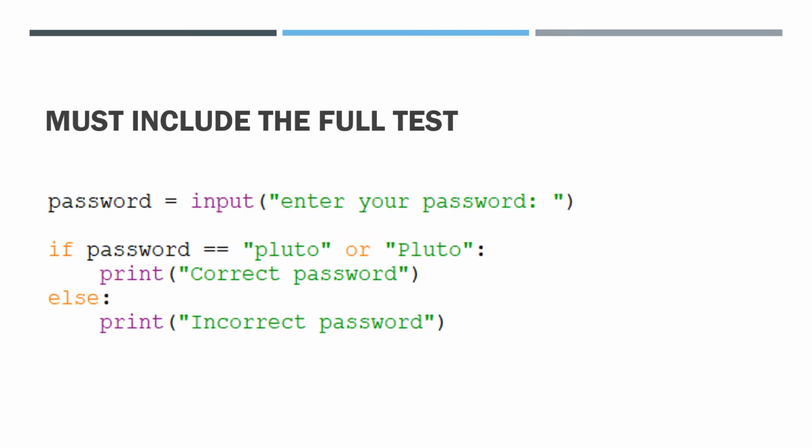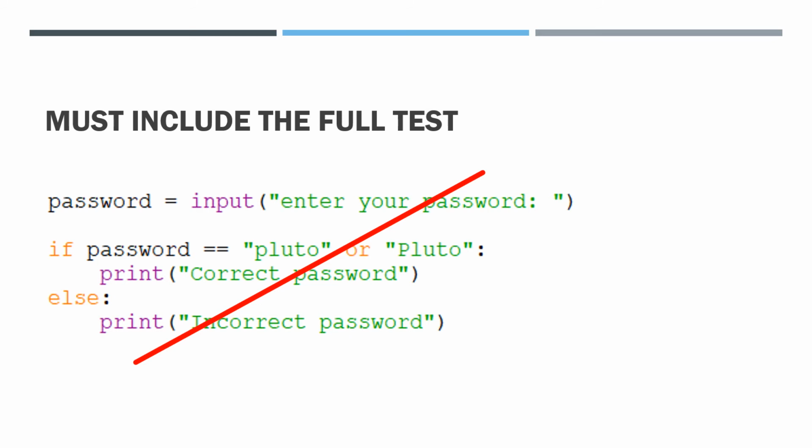You must include the full test on either side of the word and. So if you're joining Boolean expressions using and or using or, then you have to give the full test. So this example that I've shown on the screen here is false. You wouldn't use that. So if password equals Pluto or Pluto, that wouldn't work.